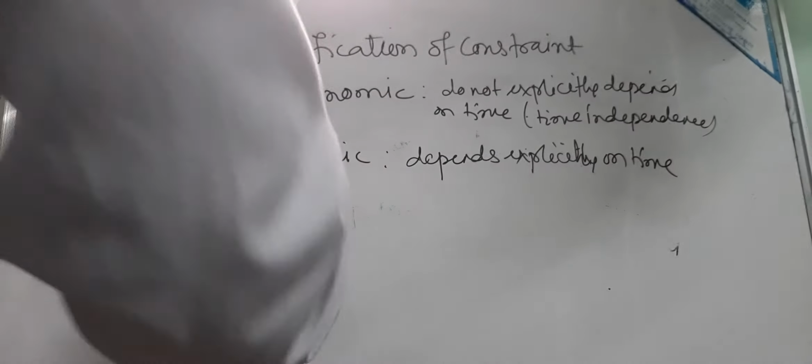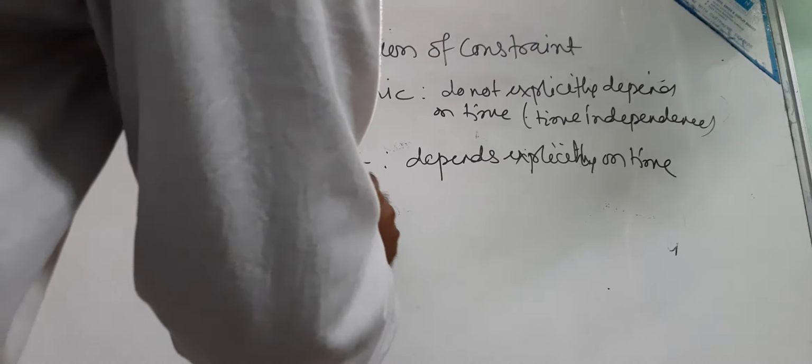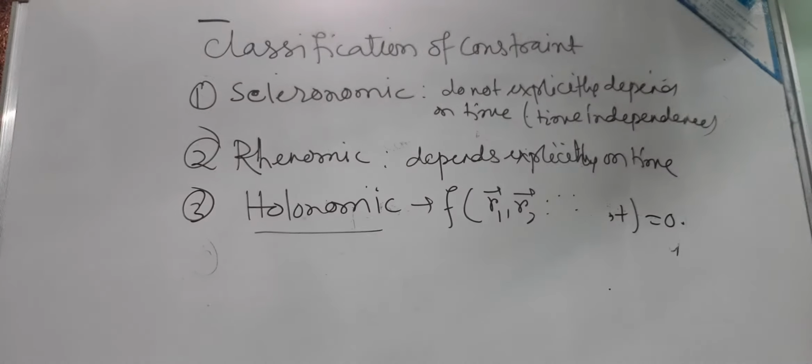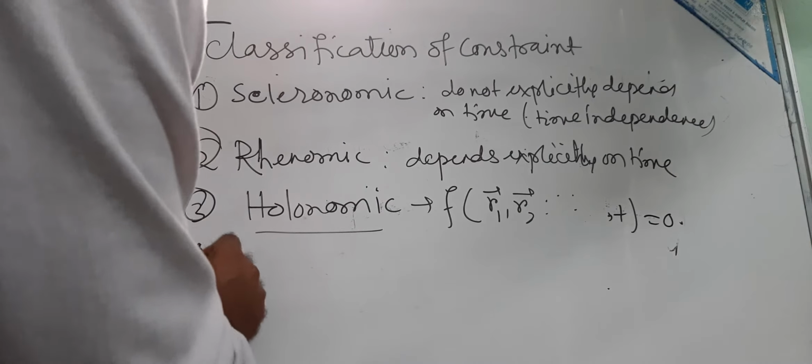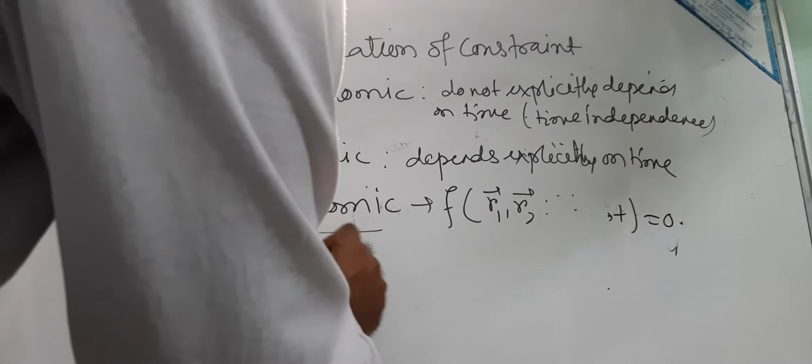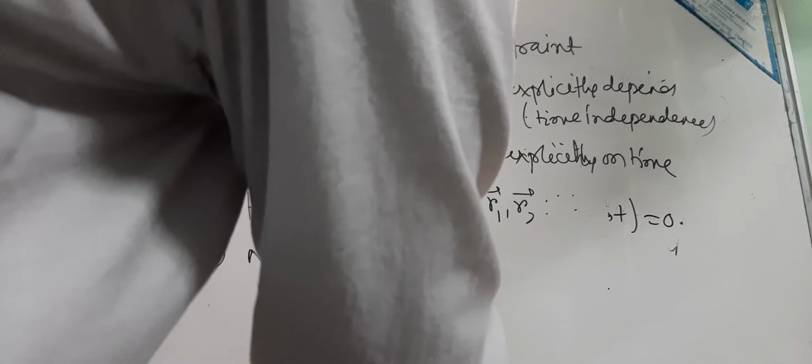Number 3 is the holonomic constraint. It is in the form of an algebraic equation, that is, it is written as a function of the position vectors r1, r2 and so on, and the time coordinate, equal to 0. Then it is said to be a holonomic constraint. If it is not holonomic, then it is said to be non-holonomic. It means if you do not get an algebraic relation like this, then we say that it is a non-holonomic constraint.